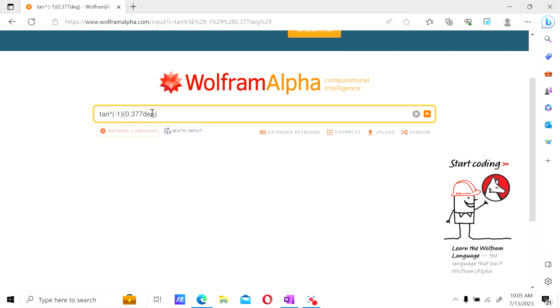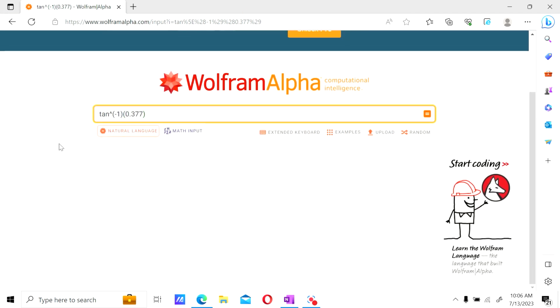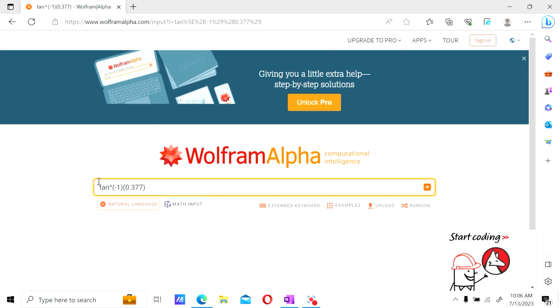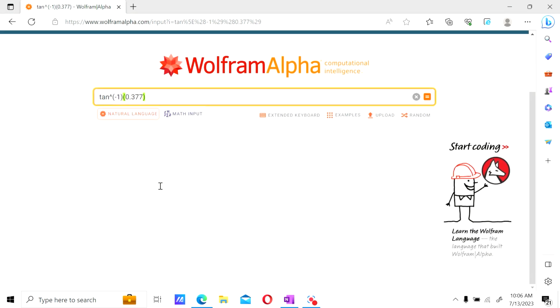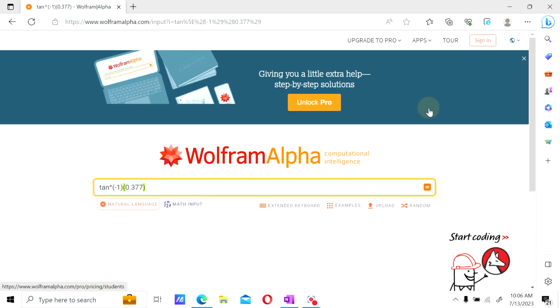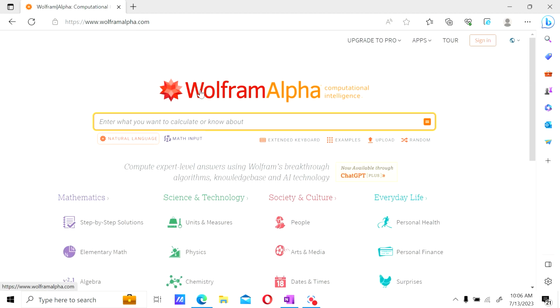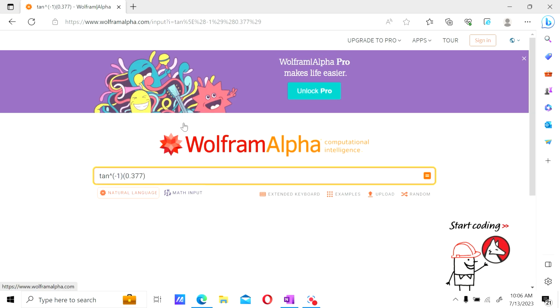I saw it before I pressed enter. Let's try again. Yeah, tangent always gives me a hard time with this search engine. Tangent negative inverse of... what is going on? Equals. All right. Tangent of... what happened here? Tangent inverse of 0.377.